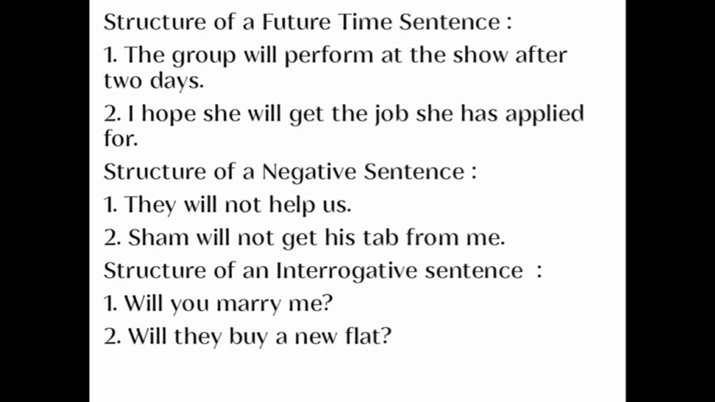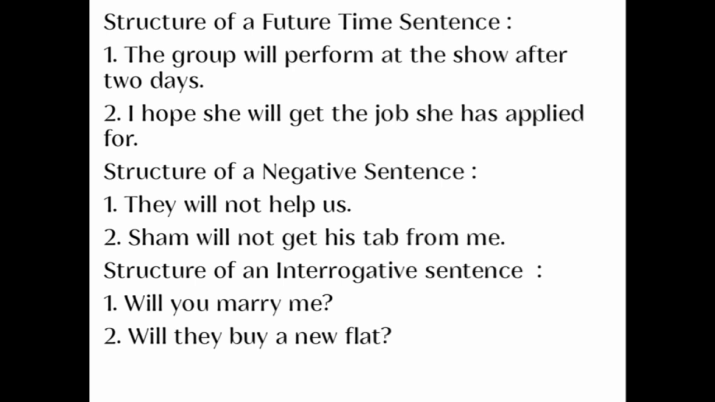Structure of a future time sentence. It includes subject plus auxiliary verb will or shall plus the base form of the verb plus object. The group will perform at the show after 2 days. So will is an auxiliary verb here. Then I hope she will get the job she has applied for. So it is including subject, auxiliary verb, base form of the verb action and plus the object.